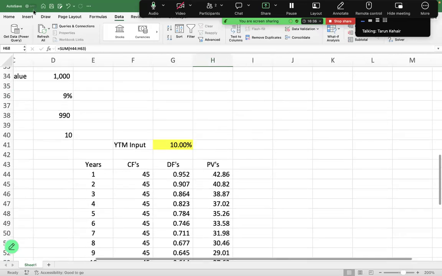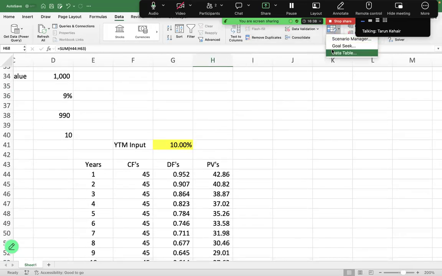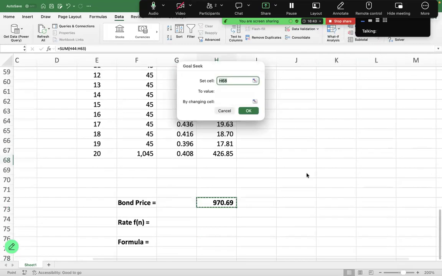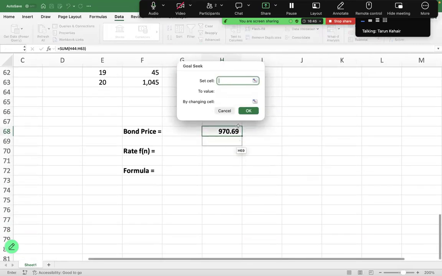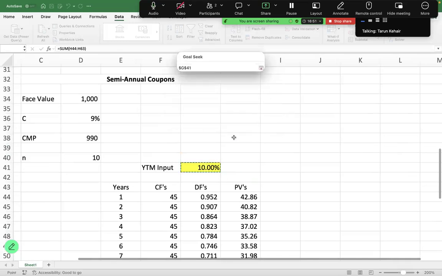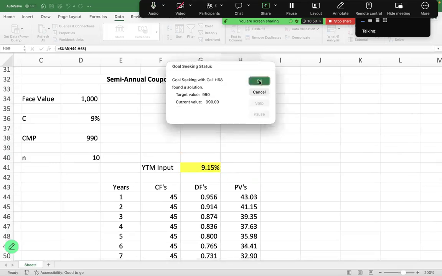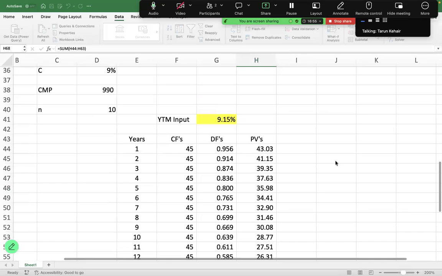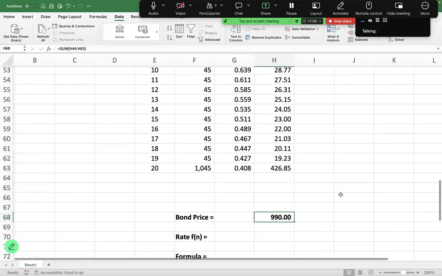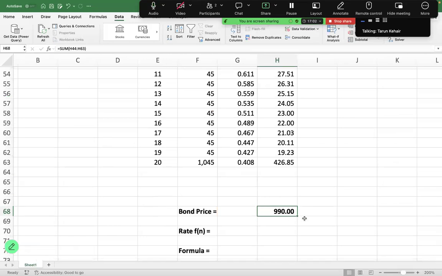So I go to Data, What-If Analysis, Goal Seek, and I set this cell to 990 by changing my YTM input. It comes to 9.15% this time. And here also the price has become 990.